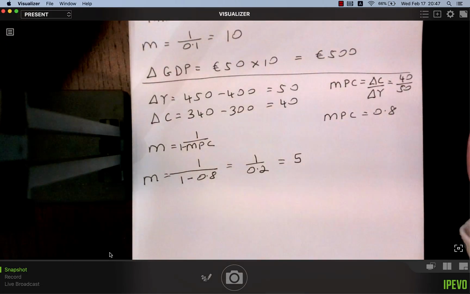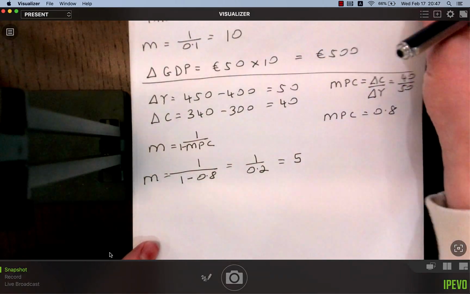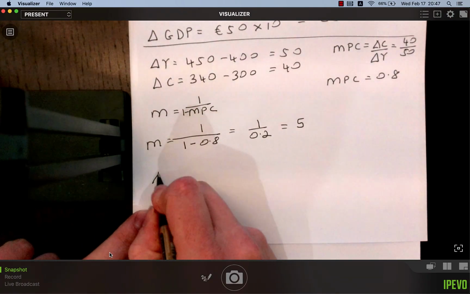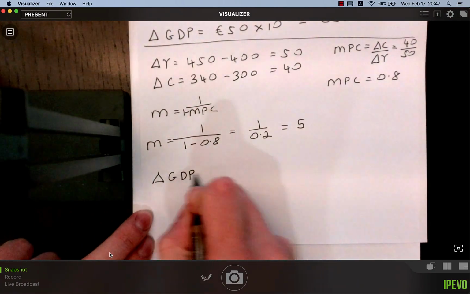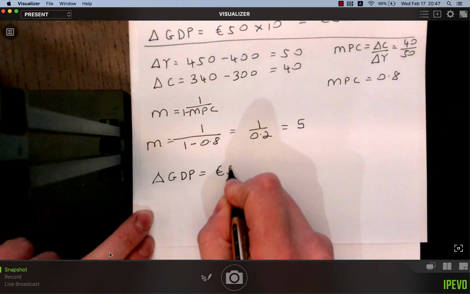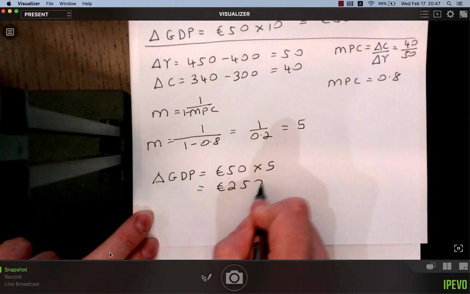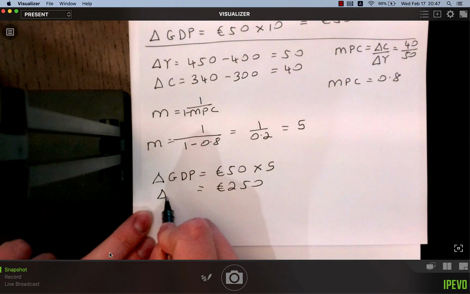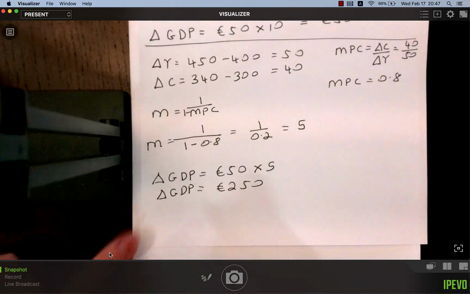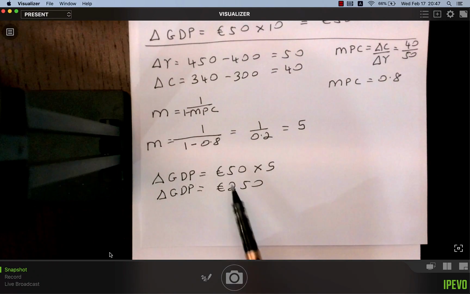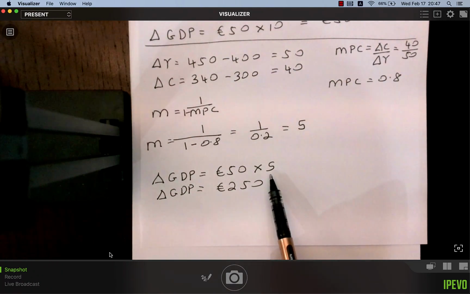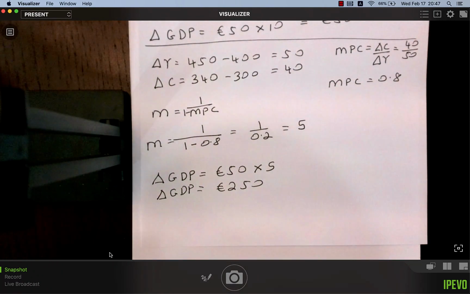Okay, well now I just want to make sure you can see. So the change in GDP equals the new injection multiplied by the multiplier, which equals 250. All right, so that's the change in GDP. What we're saying is if the injection was 50 billion, then with a multiplier of 5, that would cause national income to rise by 250 billion. Okay, guys, that's the simplest version of the multiplier.